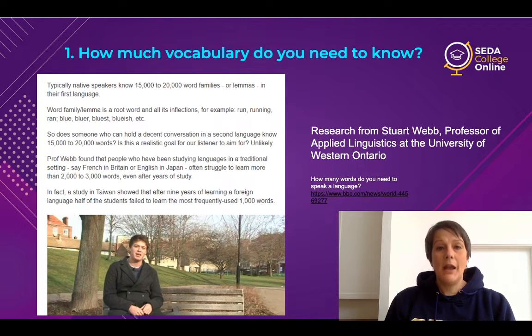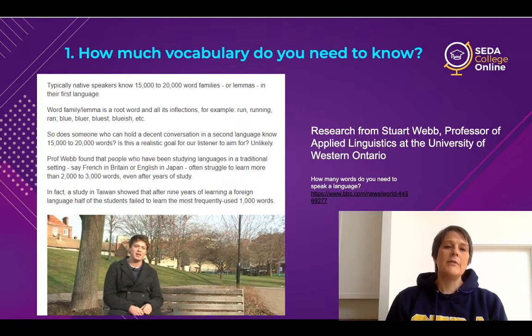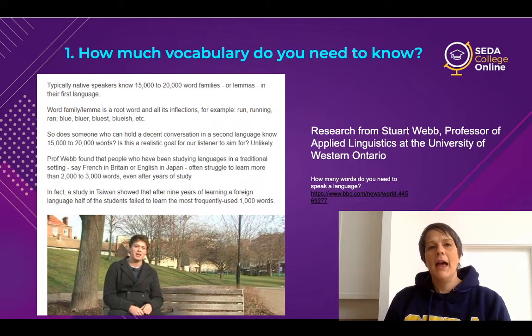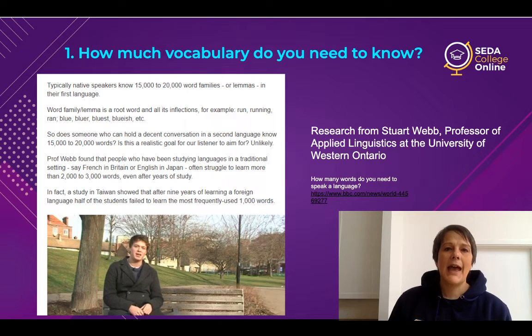Well, it's unlikely that you're going to get there, because a native speaker in any language has been learning their language since they were a child, and they grow their language each year as they have world experience and they live their lives. They learn new words, and as a learner of a second language, you actually have to catch up on that vocabulary.